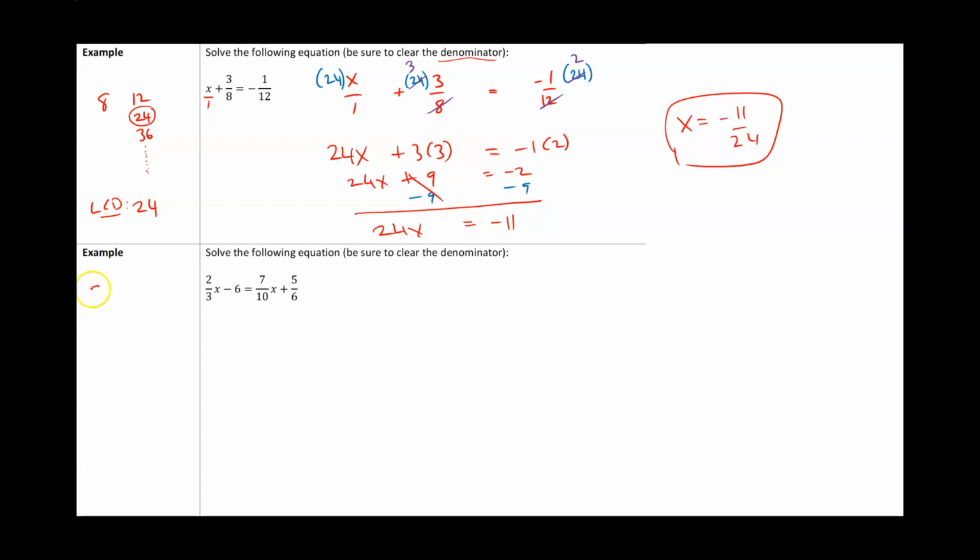Our denominators are 3, 6, and 10, but I'm only going to write them with the times table for 10. Now I'm going to go through each number. Can 20 be divided by 3, or can 3 go into 20? Nope. Can 3 go into 30? Yes. Can 6 go into 30? Yes. So there we go. That's our least common denominator, 30.